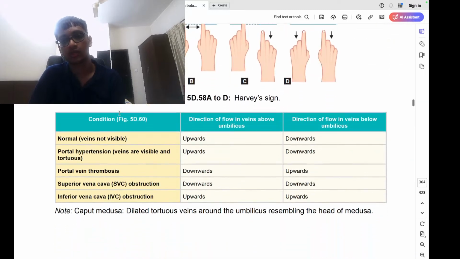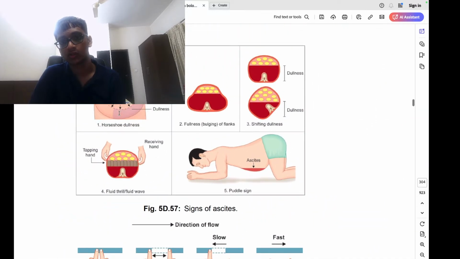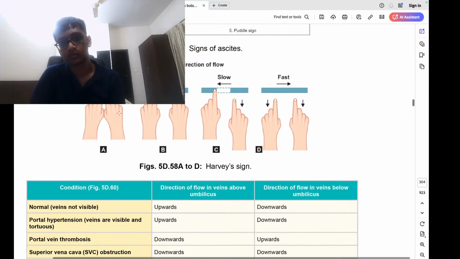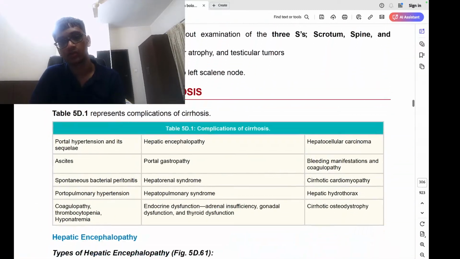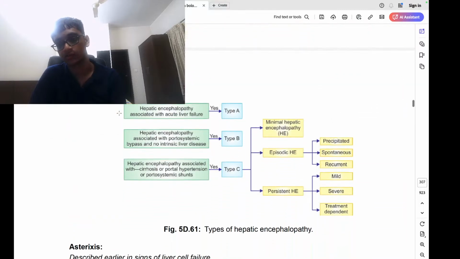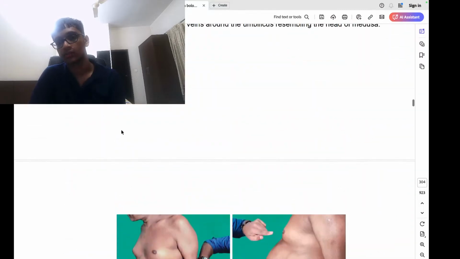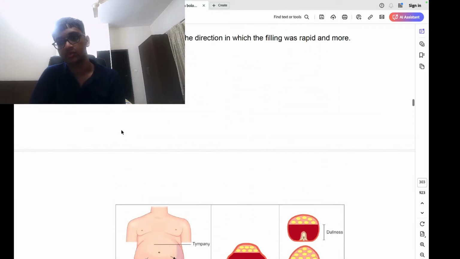After this, you have dilated veins. These are all the images of ascites. And next you have dilated veins, and finally you have a complication of cirrhosis, hepatic encephalopathy. It will take another 5 minutes. No, not 5 minutes.